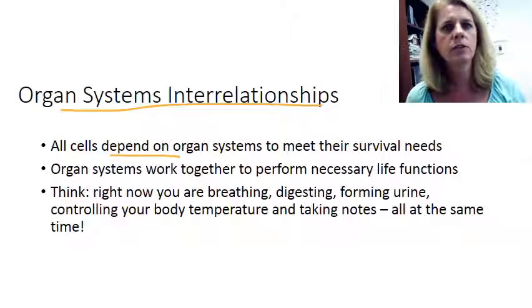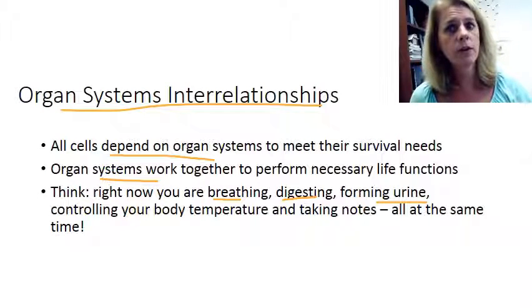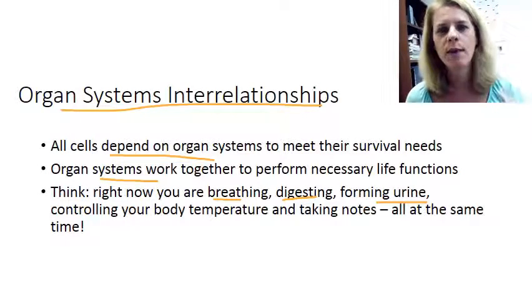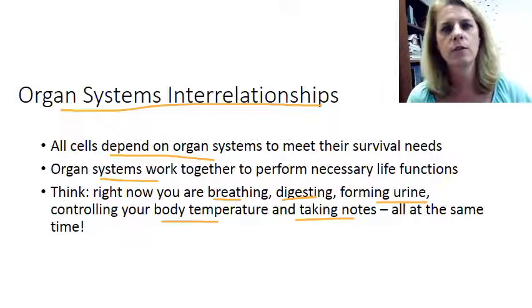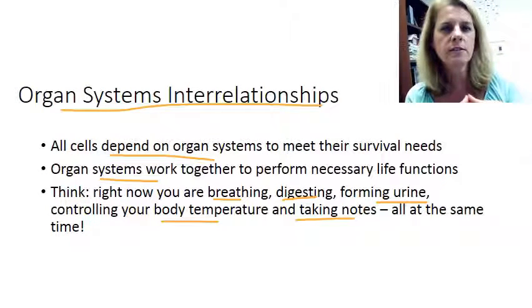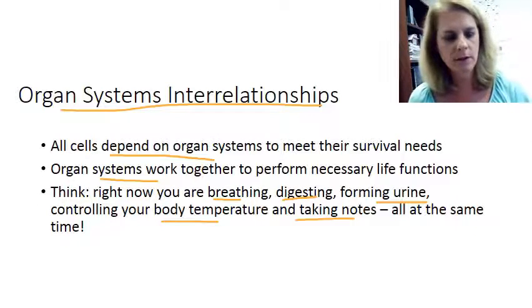So all of your cells depend on all the organ systems. They all work together to perform your life functions. You're watching me right now, so think about it. You're breathing. You're digesting whatever you just had, breakfast or lunch or dinner. You're probably making urine. You've been drinking coffee and caffeine because you're up at 2 a.m. and now your kidneys are turning out that urine. You may be sweating. You may be shivering. You're controlling your body temperature. You're taking notes. You're moving your muscles and your bones as you're moving your hands and taking notes. All of this is going on at the same time. So we're going to learn these systems independently, but we're also going to talk about how they work together as we move through the semester.